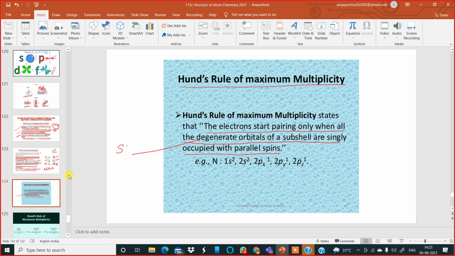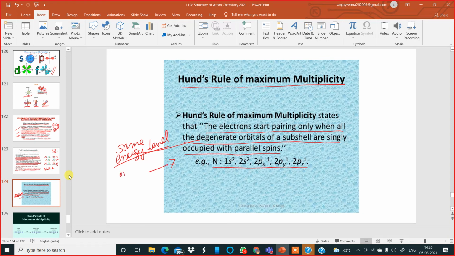Orbitals having the same energy level, the same energy level. So degenerate orbital means orbitals having the same energy level. For example, they have given nitrogen. If you look at the atomic number of nitrogen, it is 7.